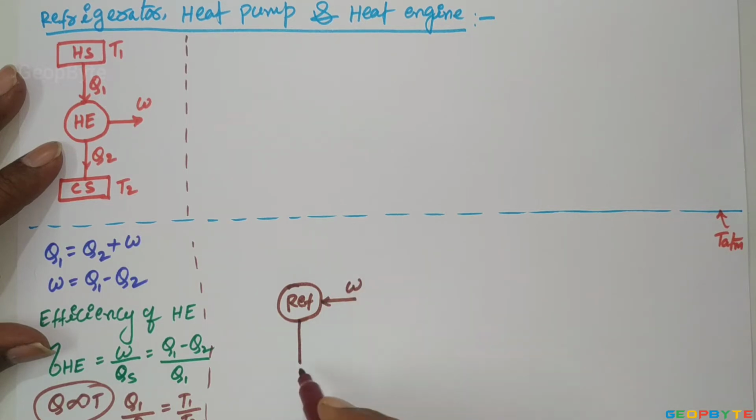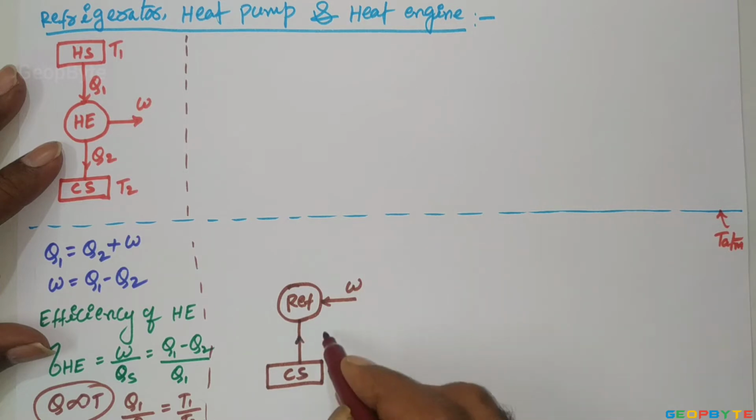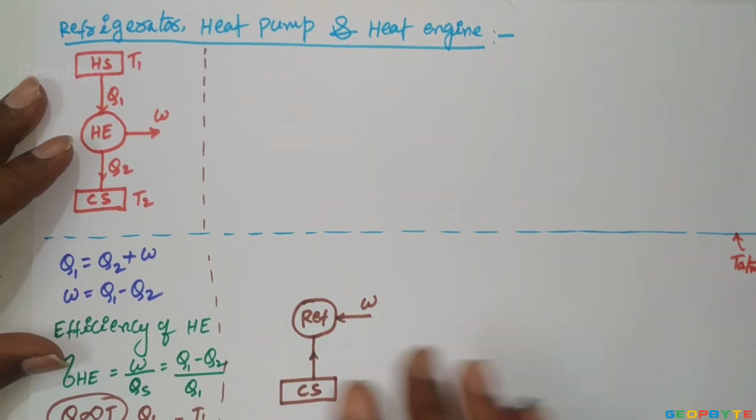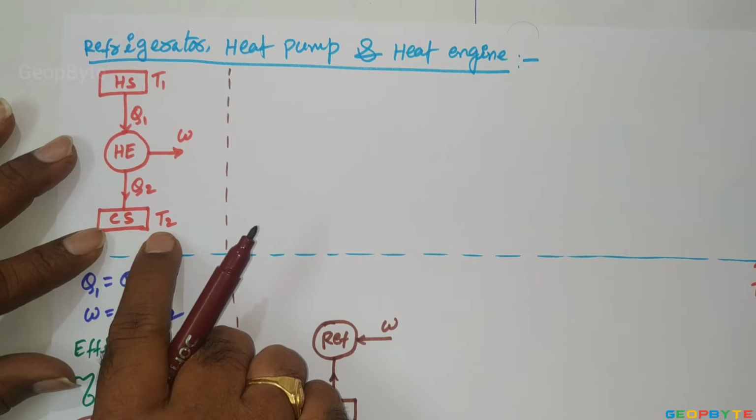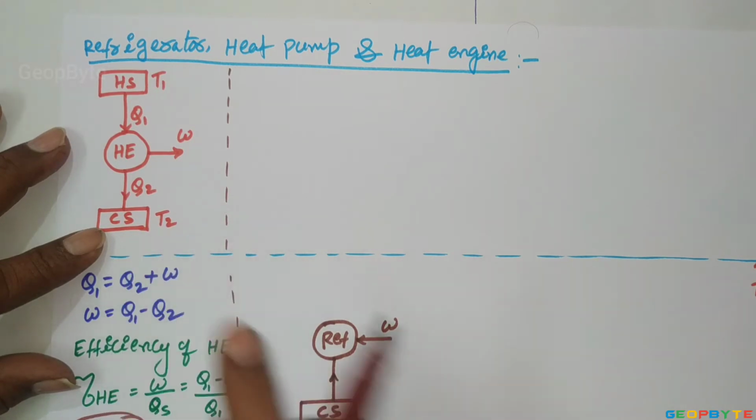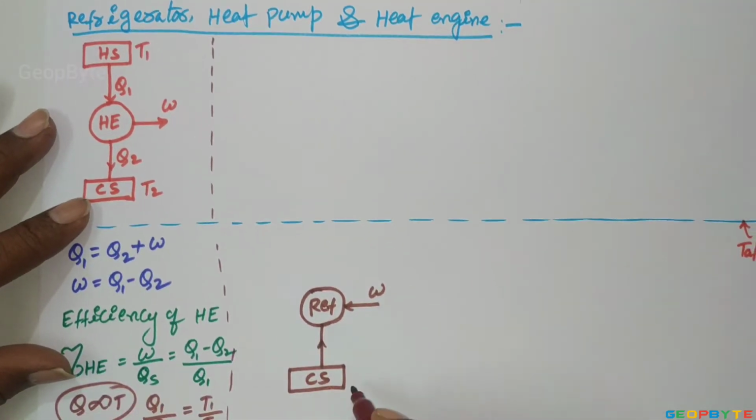It takes the heat from the cold source. We are assuming, as in the previous case, the cold source temperature as T2. That's why let us keep the same temperature. Cold source temperature is T2 and the amount of heat absorbed from the cold source is Q2.